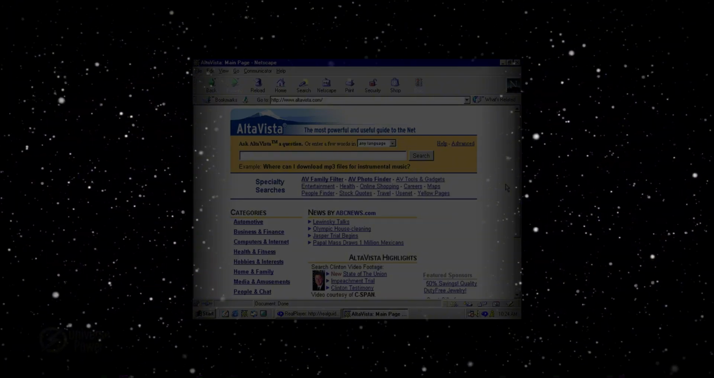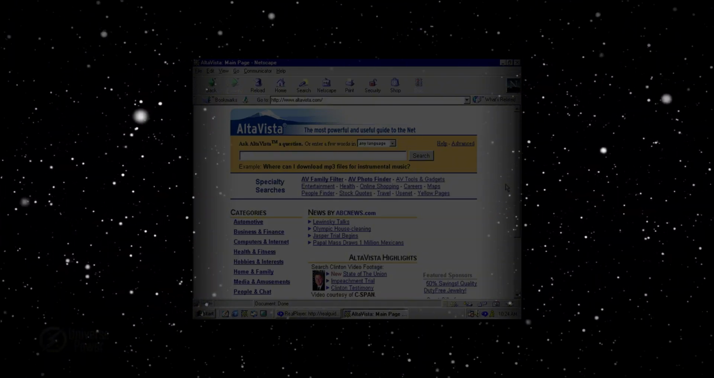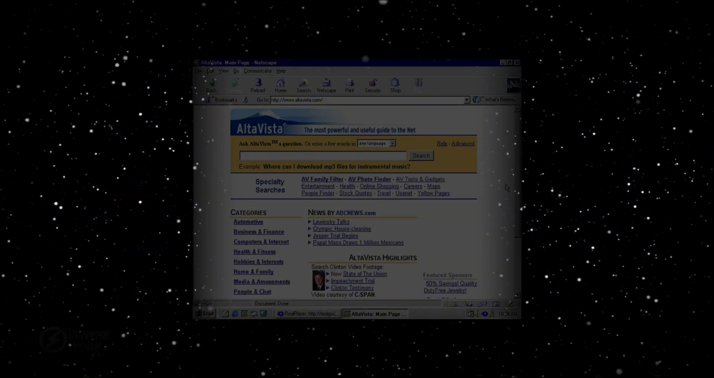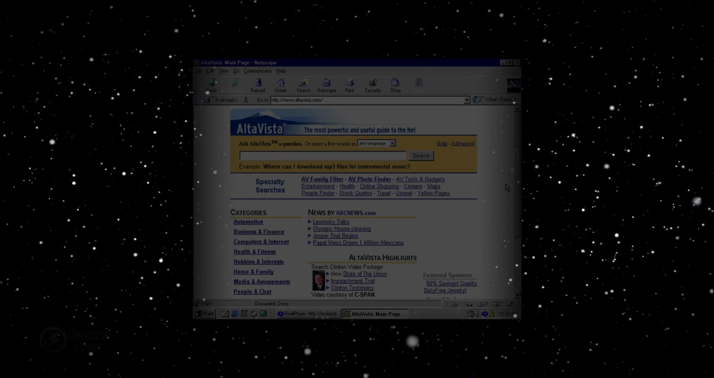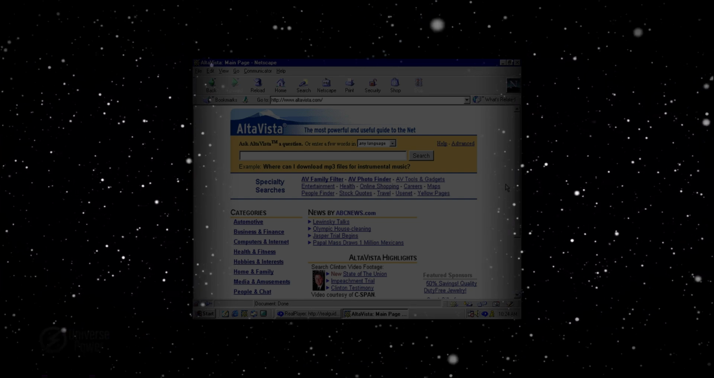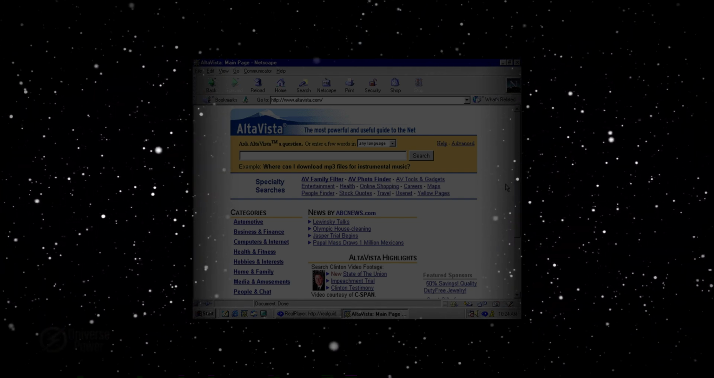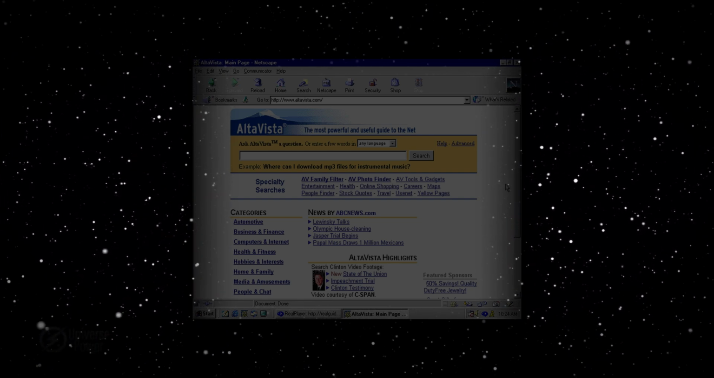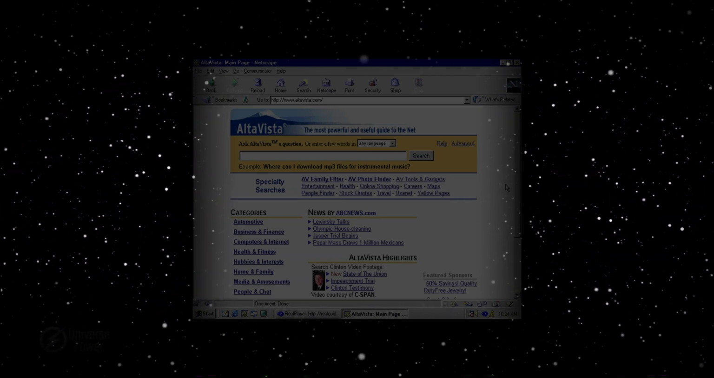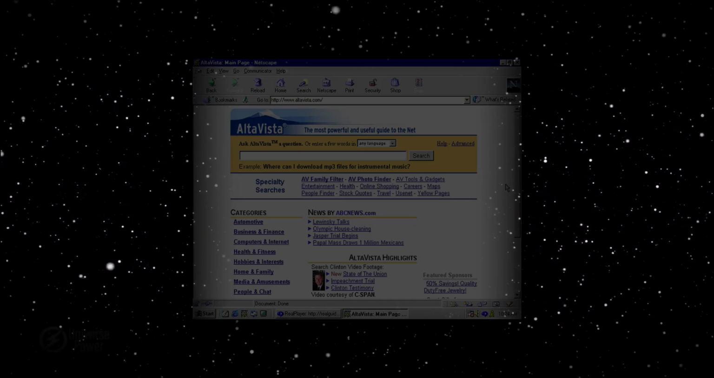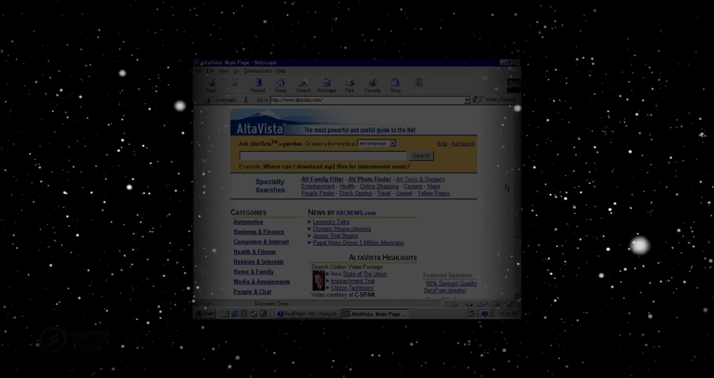Level 50. Search engines, AltaVista to Google. As the web exploded, finding information became a challenge. Early directories like Yahoo tried to organize websites manually. Then came search engines. AltaVista, launched in 1995, allowed users to type in queries and scan millions of pages.